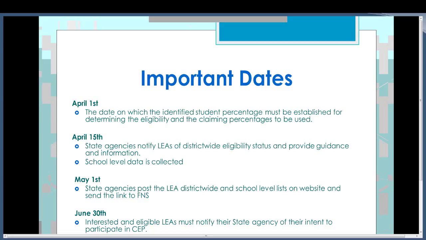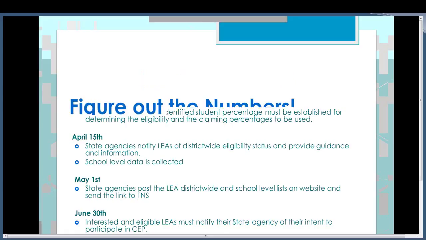And then we at USDA also put links to all of the eligibility data nationwide on our website. Finally, June 30th is the election deadline, or the date that districts electing CEP need to notify their state agency of their intent to participate. So those are just some dates to keep in mind as you move through the decision-making process.